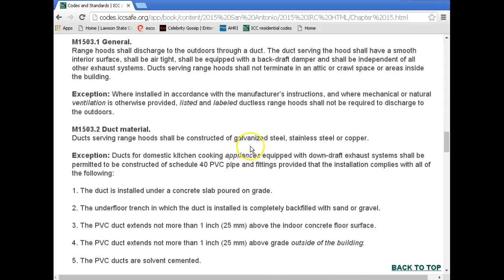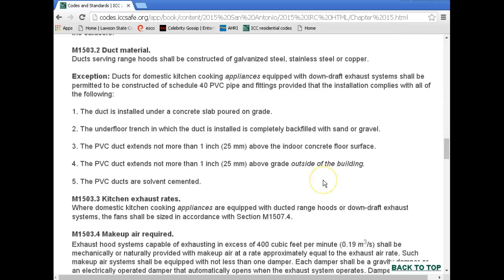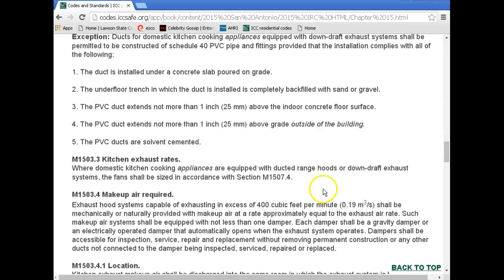Duct material, 3.2. Do I have that down? Okay, so I just wrote all that. Galvanized steel, stainless steel, or copper. You're going to use galvanized unless you're just rich. How much should our exhaust rates be for these kitchen ranges? We're going to do that in accordance with 1507.4 in just a minute when we get up there.